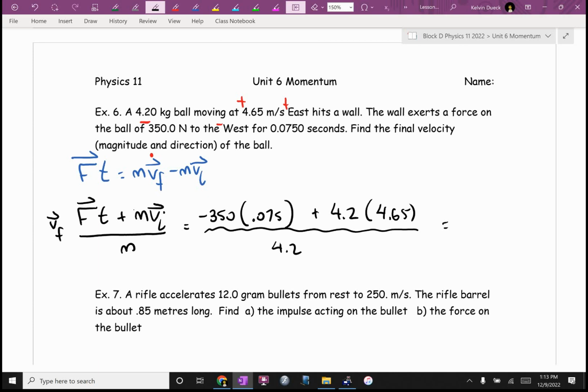Are you going to get a positive? I think you're going to get a negative answer. Negative 1.6? Even? Oh, it's a fluke. I normally don't care about you guys enough to make it work out even. Units, it's a velocity.